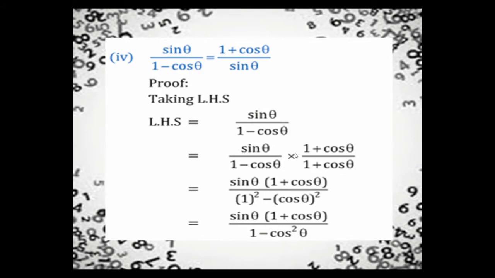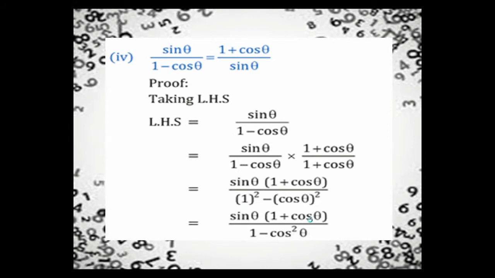When you multiply the numerator, you will get sine theta upon sine theta, 1 plus cos theta upon. Now this will be a minus b, this will be a plus b. So we are going to use the difference of squares formula, that is a square minus b square. So a square means 1 square, minus b square means cos square theta. So the denominator will become 1 square minus cos square theta.